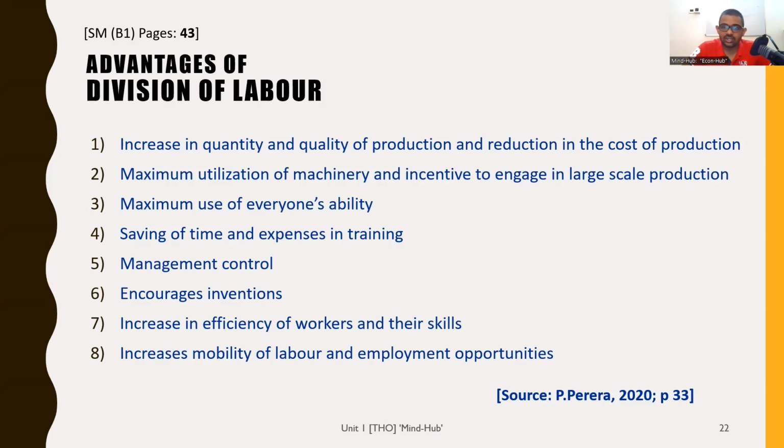Management control. The control is a bit better with division of labor, because when you have a problem, you can pinpoint which stage of production the problem is, and you can handle it there. For example, in the pin factory, when we have a batch of pins where it doesn't prick properly, then you know the problem is not the whole production process. The problem is where the point is made. So you can isolate the problem and manage it better. The management efficiency also improves.